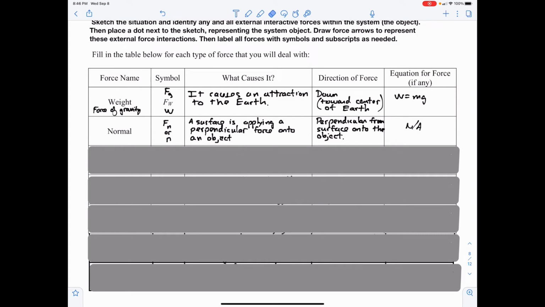The next one is normal force. We can write this as a variable as F sub N or just little n. It's a force applied from a surface onto an object, but it has to be a perpendicular surface force applied onto an object. The direction is always going to be from the surface, but perpendicular. No special equation is needed for that one.